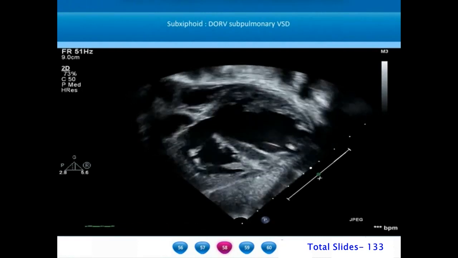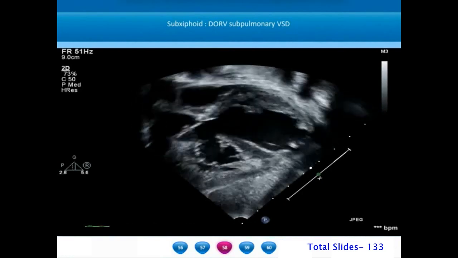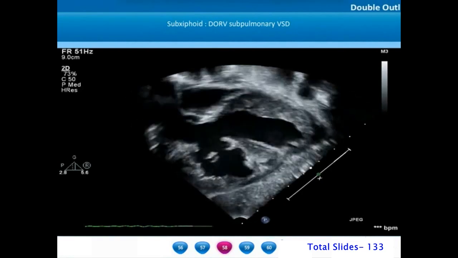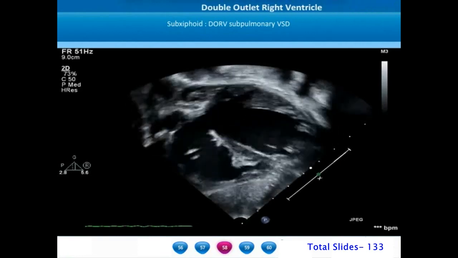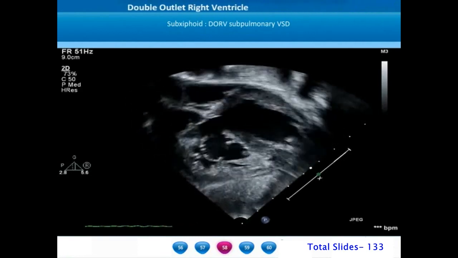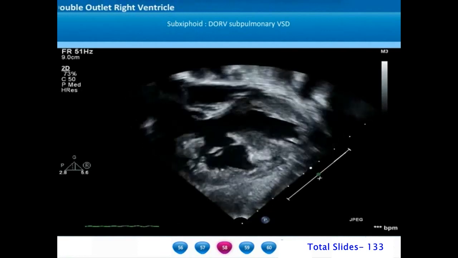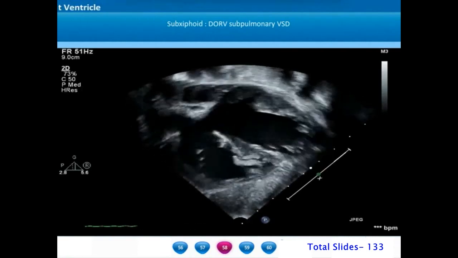On an anterior sweep, we can appreciate the aorta arising from the right ventricle. The entire aorta is arising from the right ventricle. So here, the entire aorta and more than 90% of the pulmonary artery is arising from the right ventricle.